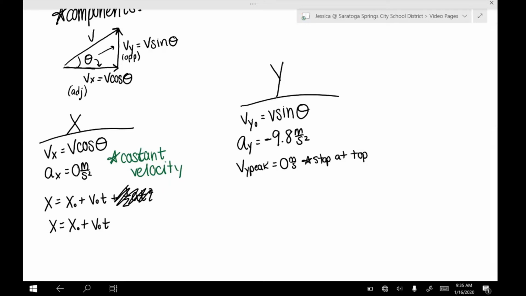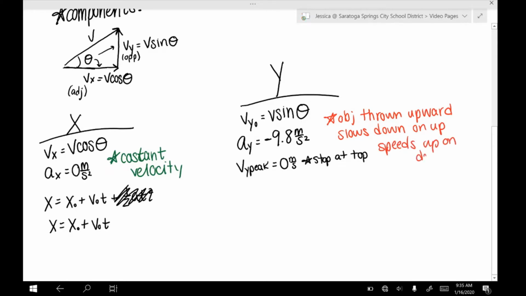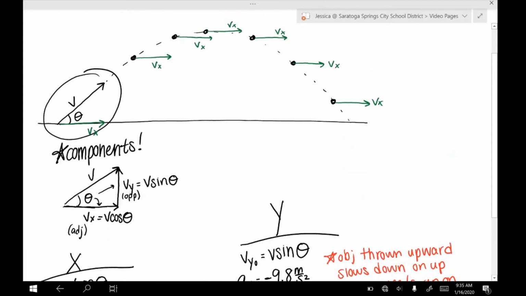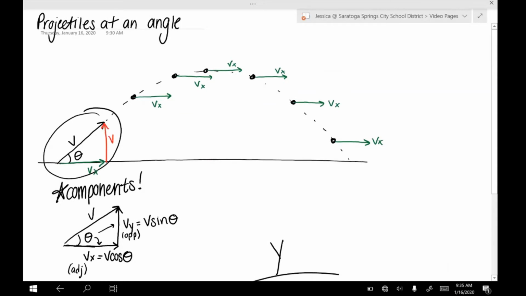So in the y direction, we have the same motion as an object thrown upward. This object slows down on the way up and speeds up on the way down. If I draw in some velocity vectors, my initial velocity in the y direction looks like that, and I have to get shorter and shorter until I have a Vy of 0 at the peak. And then on the way back down, my arrows need to get longer and longer. Let me make this middle one a little bit shorter. So I slow down on the way up, speed up on the way down.